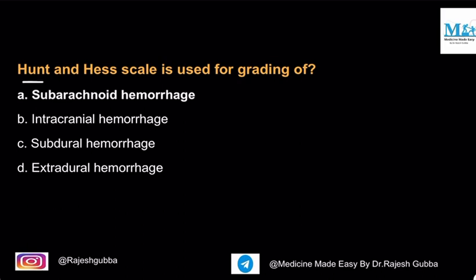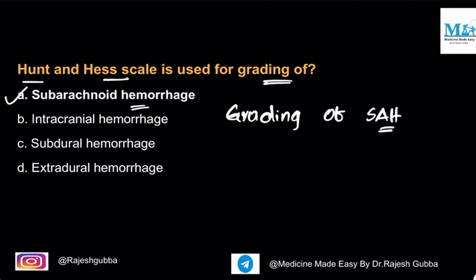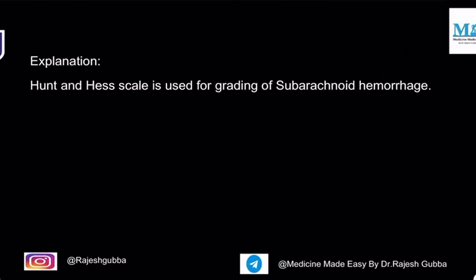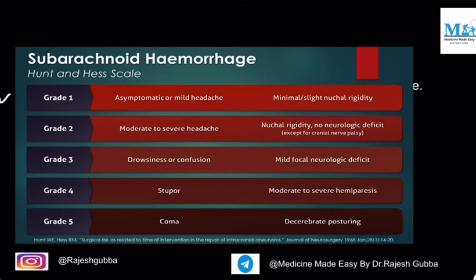That is, Hunt and Hess scale is used for grading of subarachnoid hemorrhage, intracranial hemorrhage, subdural hemorrhage, extradural hemorrhage. So the answer to this question is the subdural hemorrhage. Now, what exactly is the Hunt and Hess scale? It is used for grading of the subarachnoid hemorrhage, right? Now we have totally 5 grades in this, right? Grade 1, 2, 3, 4 and 5.